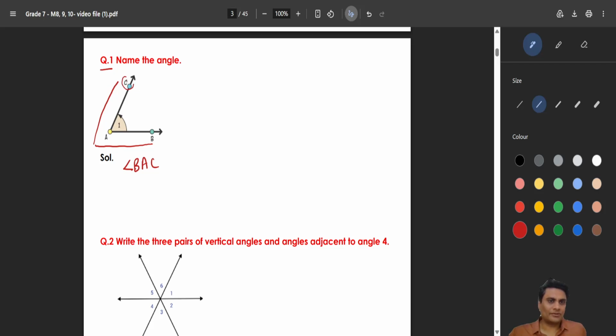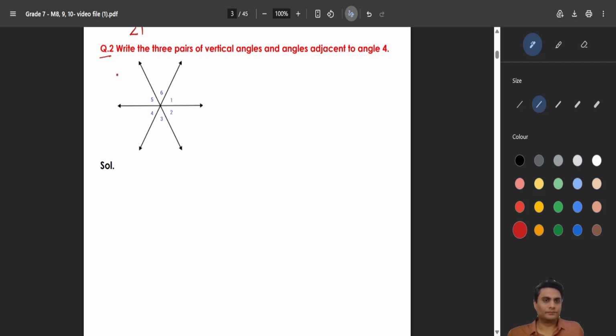Also, I can start from C. Yes, I can go from C to A and from A to B. So this will become angle CAB. Okay. The third name, because the angle is formed at A, I can call it angle A also. And what name has been given to this angle in the figure? Angle 1. So I can also call it angle 1. These are the four names.